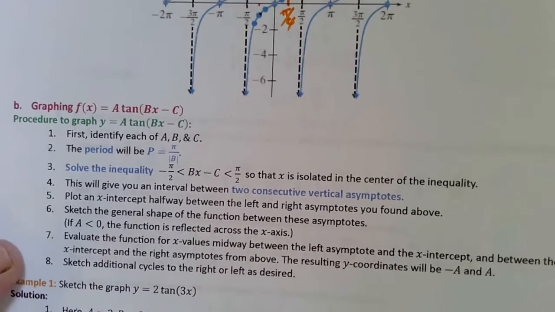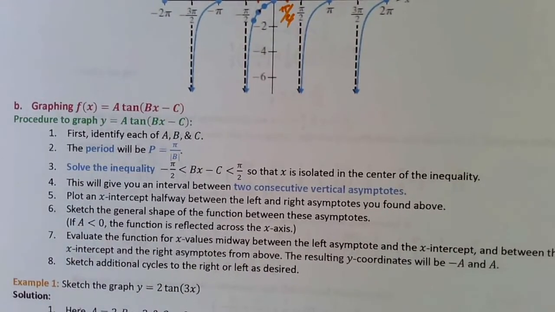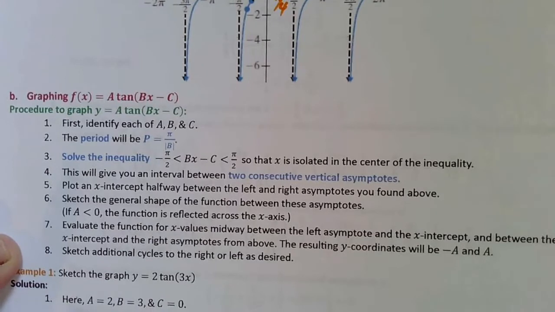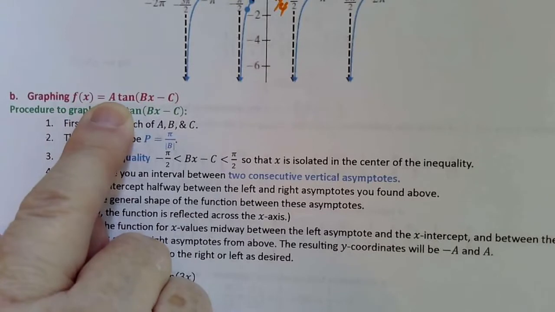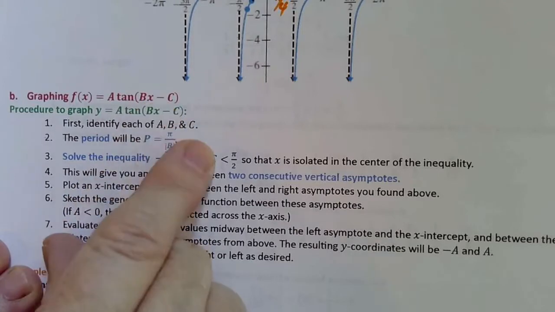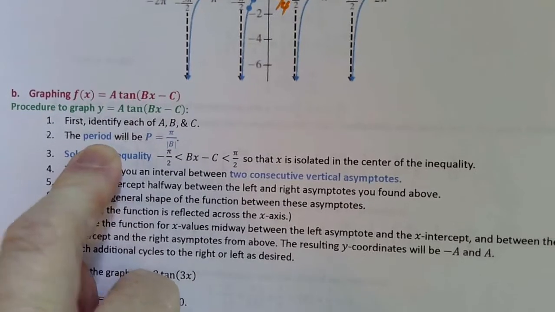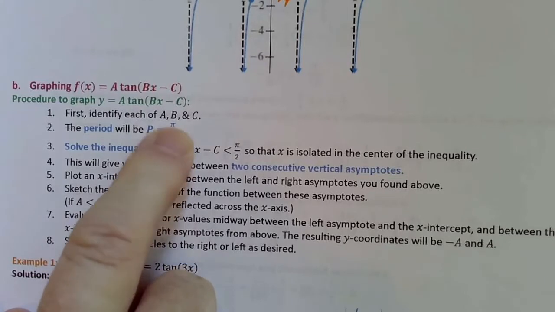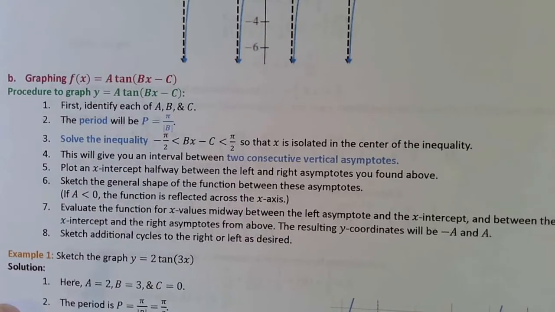To graph the tangent, one thing, we are probably never going to move tangent vertically, so we're not even bothering with a plus d here. If we have a function of the form f of x equals a times the tangent of bx minus c, then the first step is to identify a, b, and c. The period will be pi divided by b, not 2 pi divided by b like with sine and cosine, but just pi divided by b.